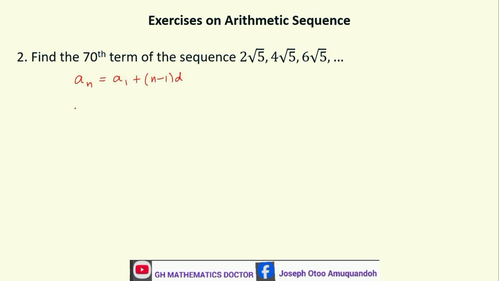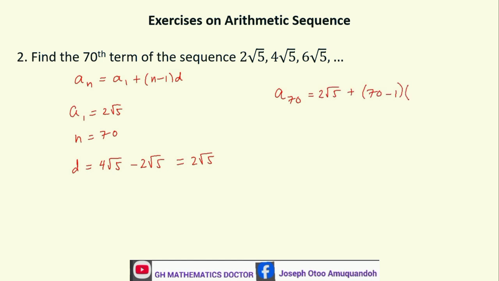then we need to use a substitution, where our first term is 2 root 5, then our n is the 70th. So the d is the difference between the first two terms, which is 4 root 5 minus 2 root 5. So that will give us the difference becomes 2 root 5. Let's put the substitute into the formula, then simplify.